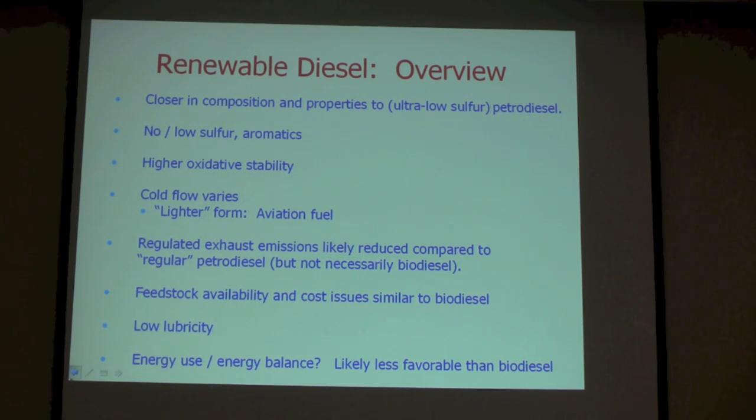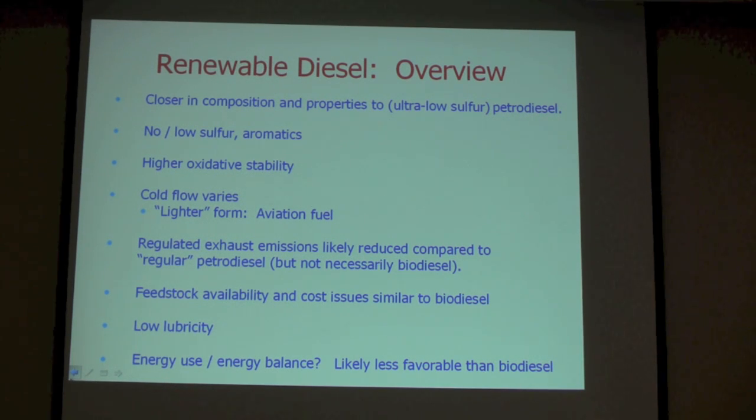I mean, what the renewable diesel makers claim is that they make a fuel that is essentially even superior to the ULSD fuel. So theoretically, it should not. You never know. That's right. But anyway, I think I've broke up in higher oxidative stability, and then the cold flow varies. Renewable diesel manufacturers say that they can kind of tailor the process to the desired cold flow.